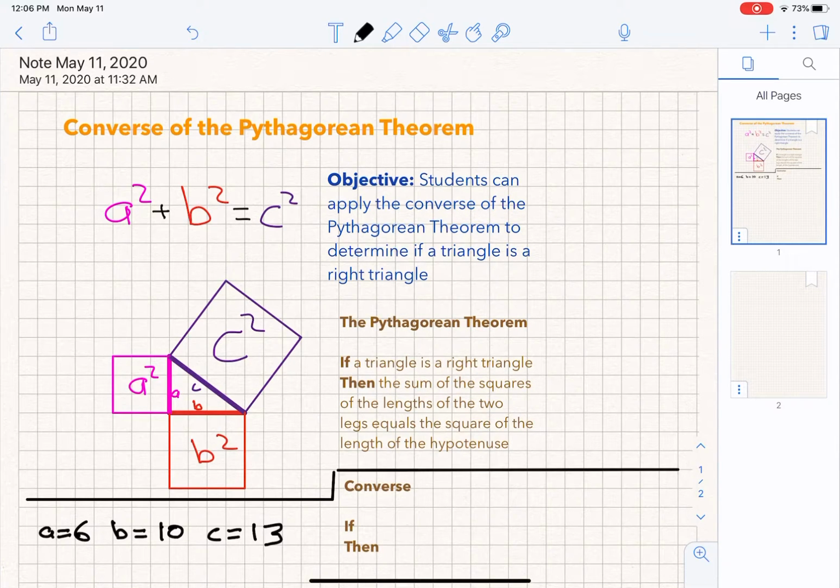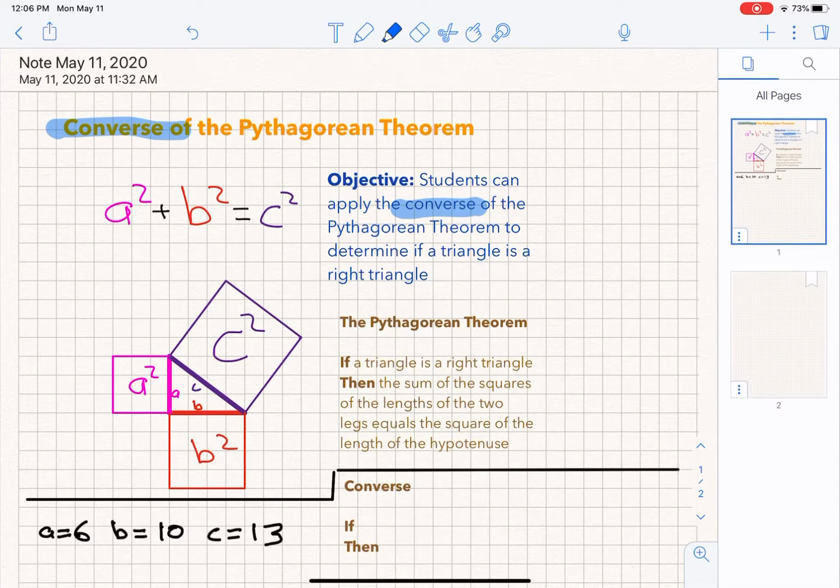Okay, bridge students, we're up to the third video, second concept in our exploration of the Pythagorean theorem. Today we're going to look at the converse of the Pythagorean theorem. Essentially, we're going to turn the Pythagorean theorem around, turn it on its head, if you will. So the objective says this: students can apply the converse of the Pythagorean theorem to determine if a triangle is in fact a right triangle, the converse.